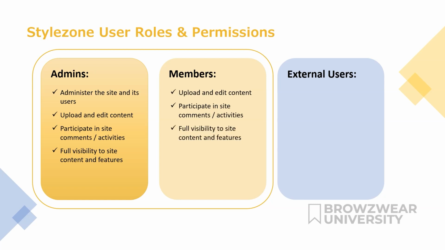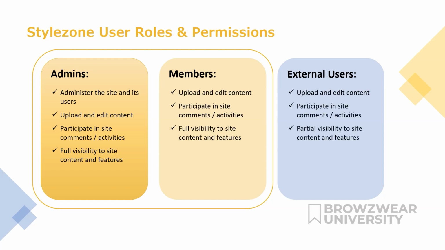The third user role is external users, who would likely be suppliers or external collaborators. External users can upload and edit content, participate in site comments and activities, and will have partial visibility to site content and features. Users will be assigned a user role by their site administrator when an account is first created for them. If necessary, user roles can also be changed later by an administrator.